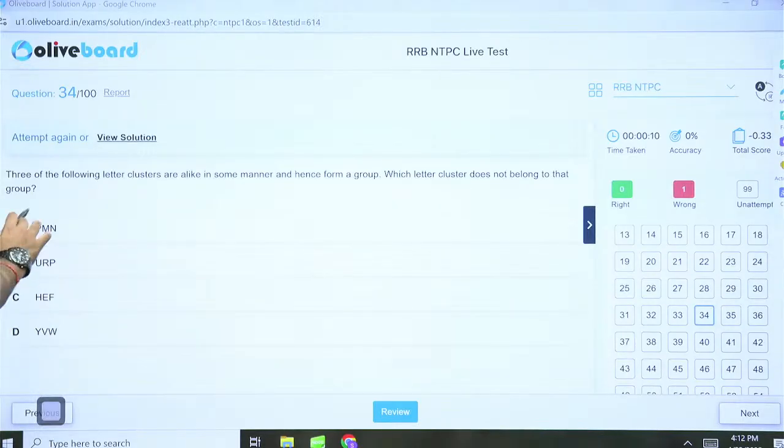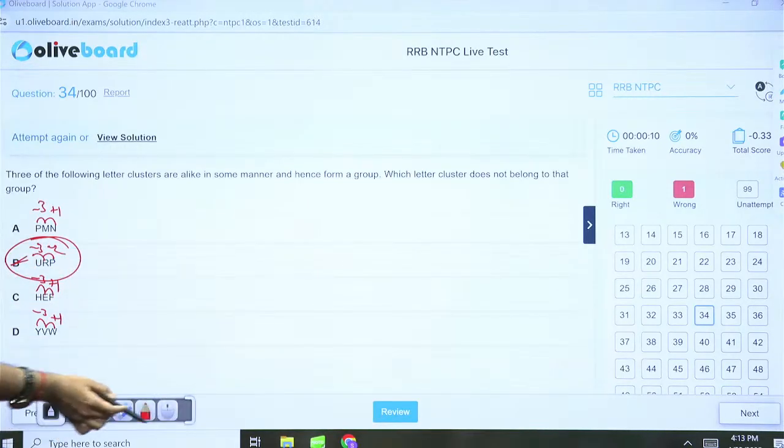So PMN. This is 16, 13 and plus 1. 21, 18, 18, 16. 8, 5, 5, 6. I think option B is the right answer. 25, 22, 22, 23. Option B is the correct answer.